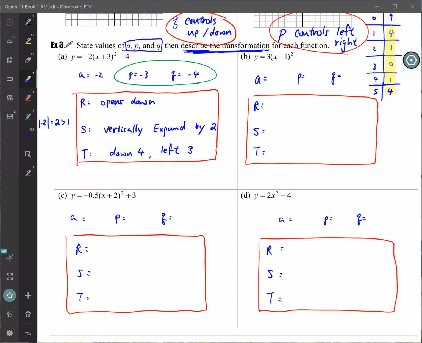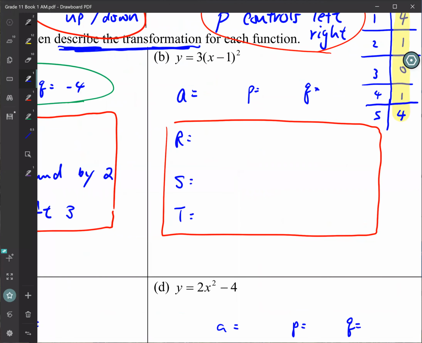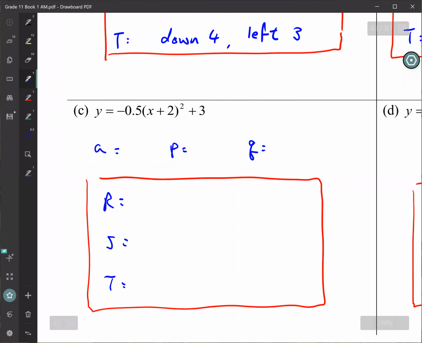Okay, let's check the APQ first, all the APQ. So can I have Colin, what's your APQ for B? A equals 3, P equals 1, and Q equals 0. Yep, very good. And Sarah, what about C? APQ. A equals negative 0.5, P equals negative 2, and Q equals 3.